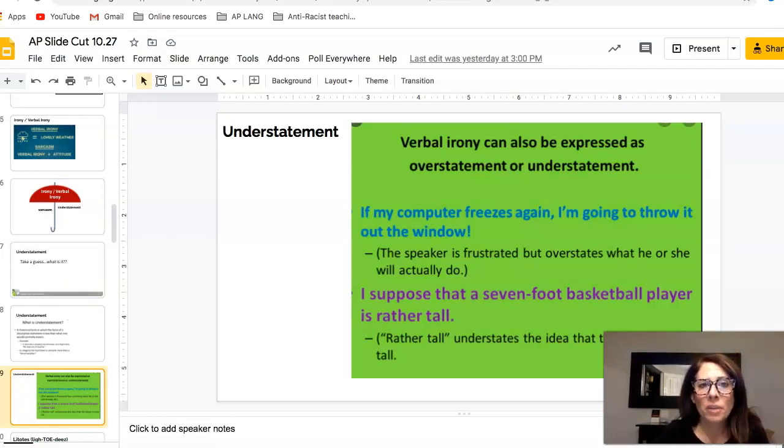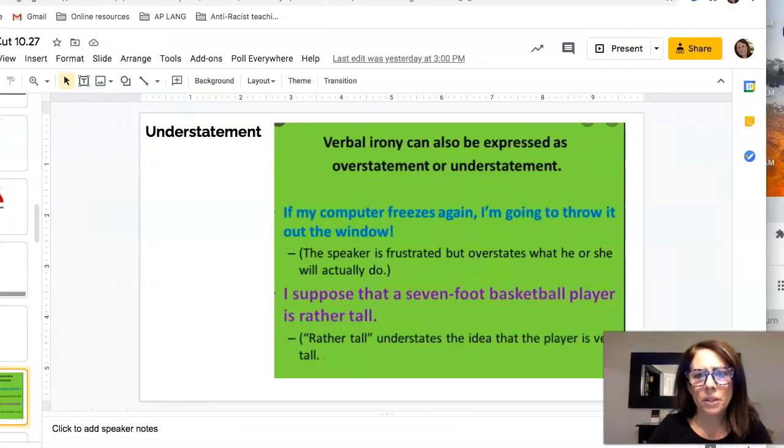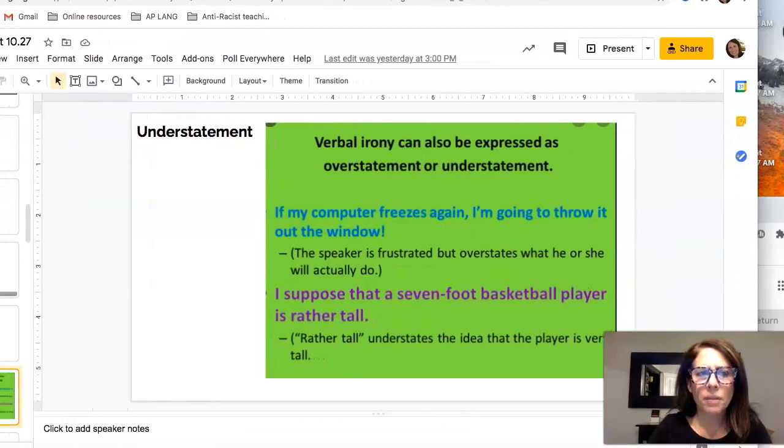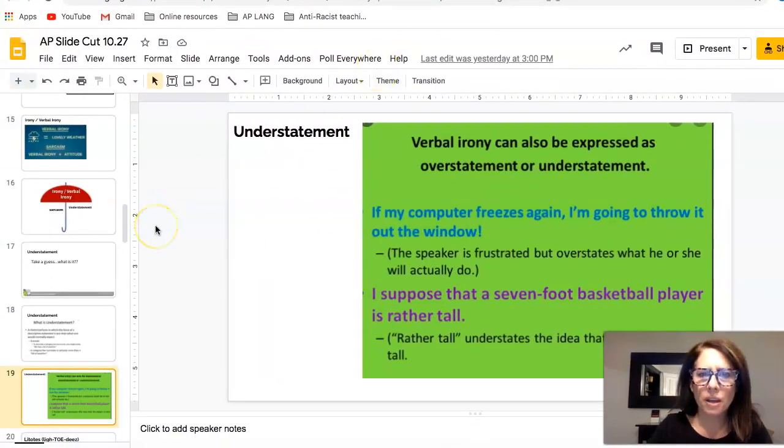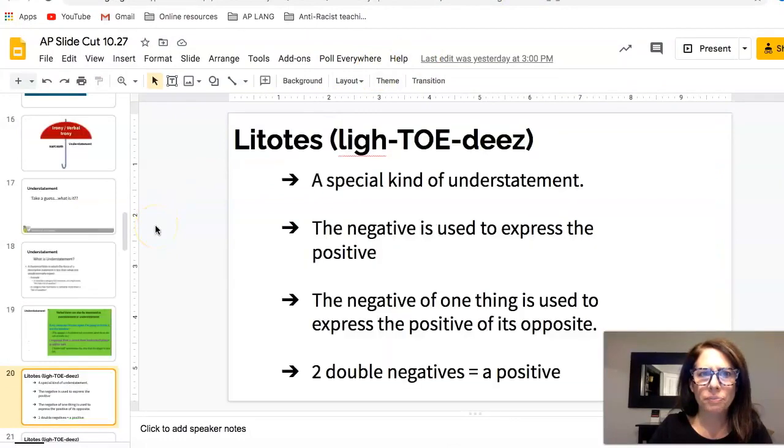Verbal irony can either be used as an overstatement, over the top, hyperbolic, hyperbole, exaggeration, or understatement, that underwhelming, less than what we expect. And I want you to pay attention to this in the Greta Thunberg speech. She definitely uses irony a lot. You have to figure out, is it sarcasm? Is it understatement? And we're going to focus on understatement. So here's the example here. Again, it is less than what you think it should be based on the situation.